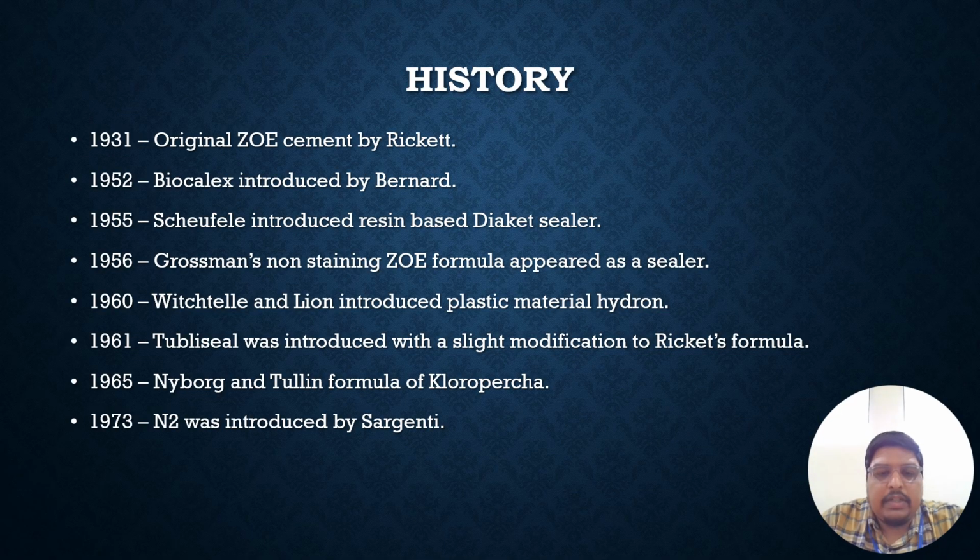History: zinc oxide was originally used in 1983, followed by biosealers in 52 and 55. They also used the Diaket sealer. In 56, Grossman used a zinc oxide formula, which is known as the Grossman sealer formula. Wilshire introduced a plastic material, Hydron. In 61, Duke Seal was introduced, and in 65, Nyberg and Tula form.